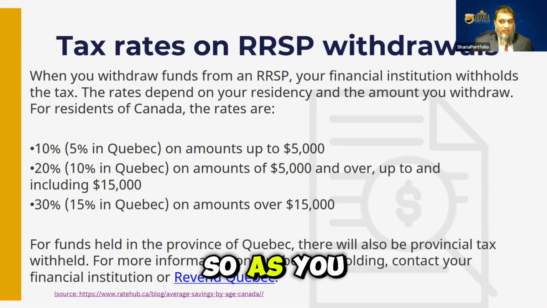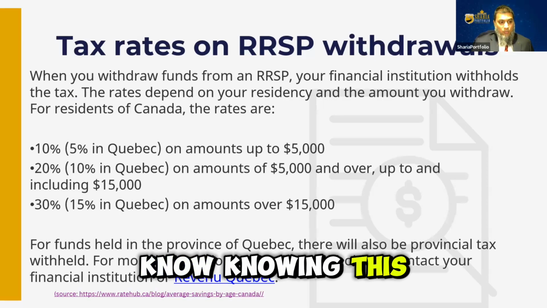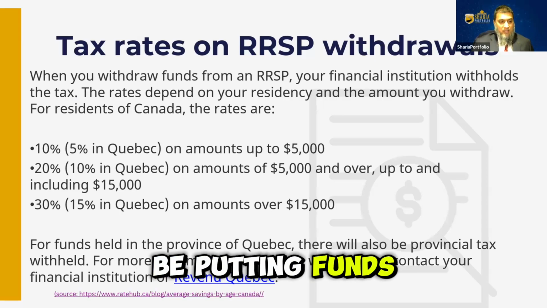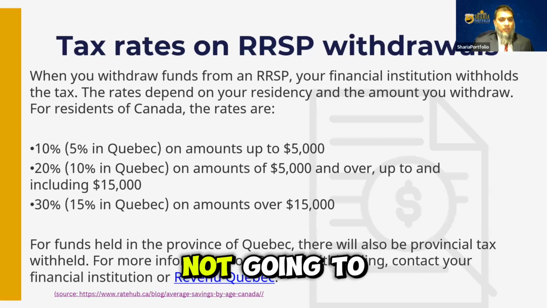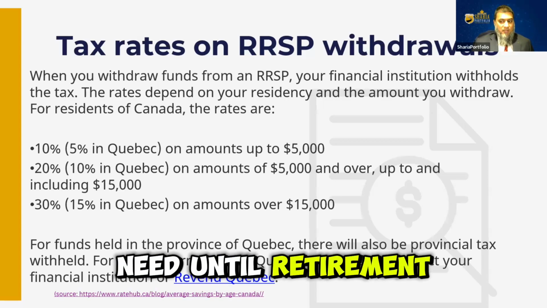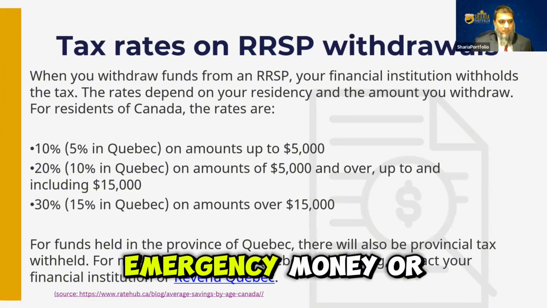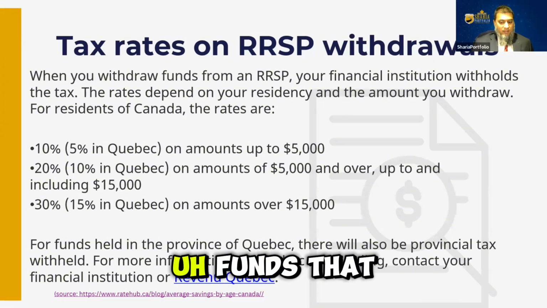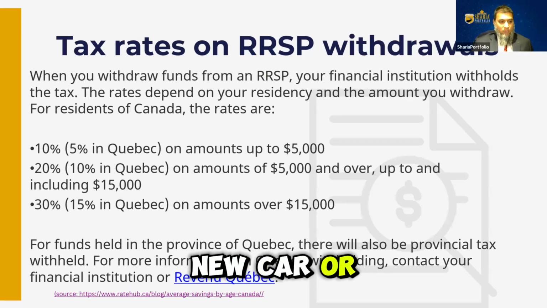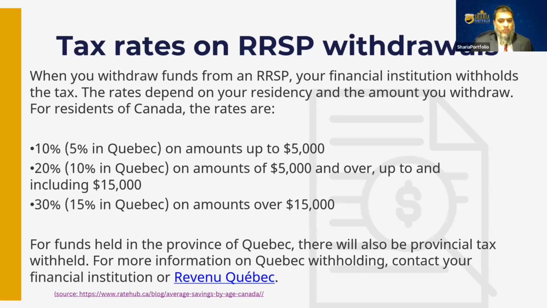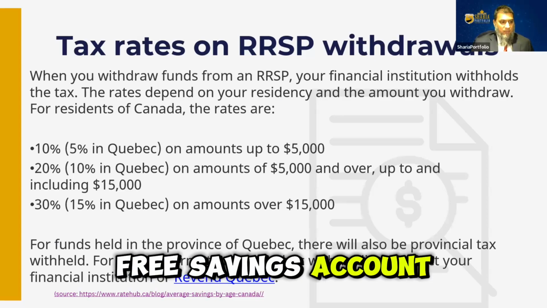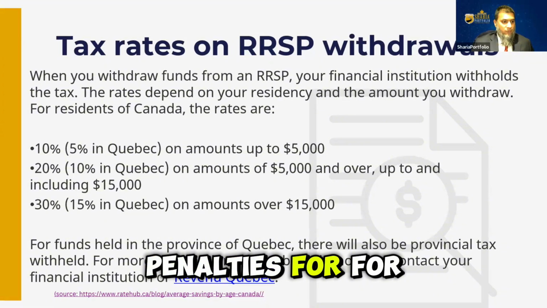Knowing this, we should only be putting funds into an RRSP that we know and are very confident that we're not going to need until retirement. Anything else, like emergency money or funds that we might need for buying a new car or taking our family for Hajj or replacing the roof or any other major capital expenditure, should really be in a tax-free savings account, because there's no penalties for withdrawing.